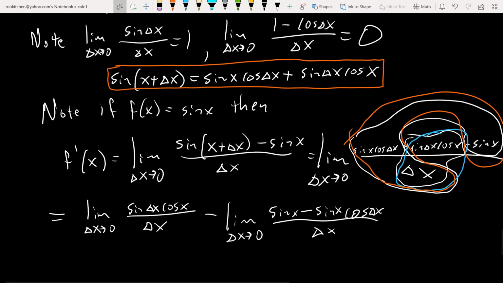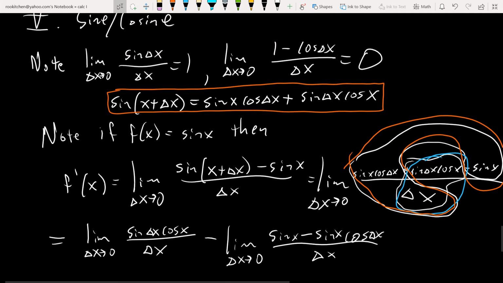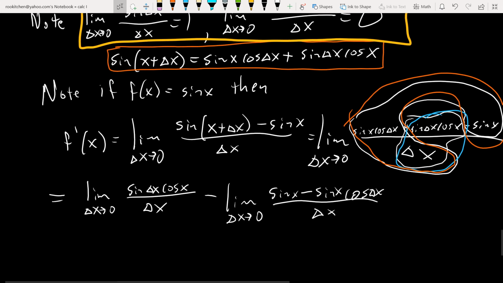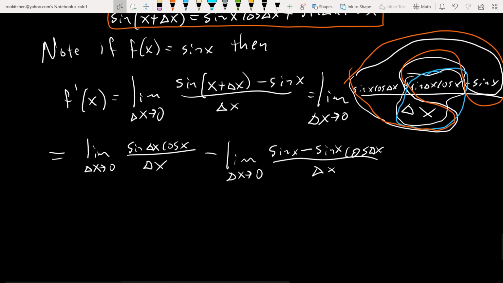So again, what am I trying to do? I'm trying to exploit those two limit laws at the top there that I have memorized, that I'm boxing in yellow. The first limit on my difference below, I can take advantage of the first limit law, the sine change in x over change in x, and the second one's the other one. I just have to factor out a trig function. So in the first one, I'll factor out a cosine x. It's not dependent on change in x, so you could treat it like it's a constant and just factor it out of the limit.